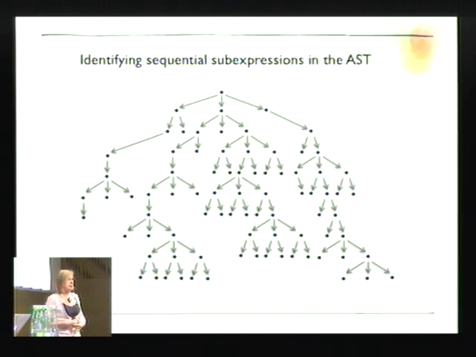So how do we identify those sequential sub-expressions which we want to encapsulate and leave intact? First, if we have the abstract syntax tree, we need to identify any nodes in the tree where parallelism might sneak in.